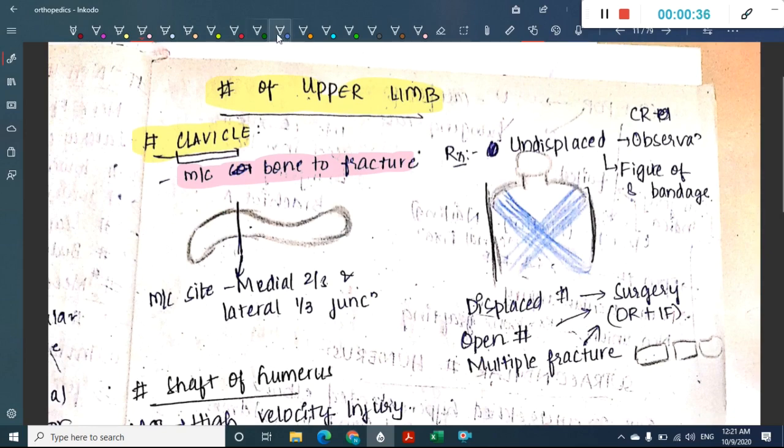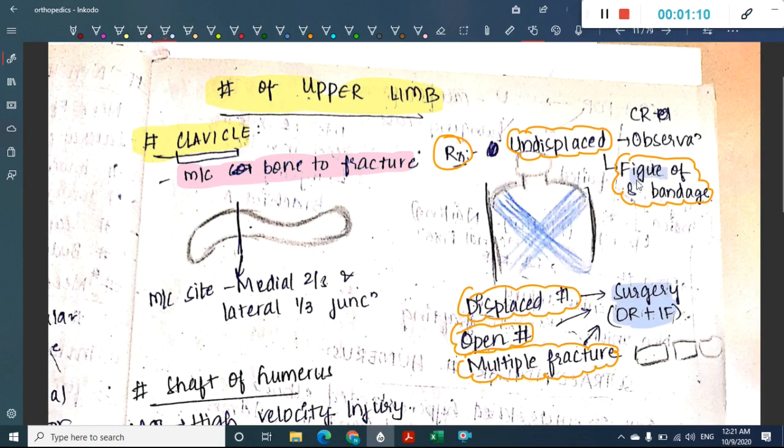Now how are you going to treat this type of fracture? This type of fracture depends upon the displacement. If it is undisplaced, you don't need to do anything. You will have to just do observation and put figure of 8 bandage. This is the figure of 8 bandage which you put. And if it is a displaced fracture, or an open fracture, or a multiple fracture, then you will have to undergo the surgery, that is open reduction and internal fixation. So if it is an undisplaced fracture, you can directly put a figure of 8 bandage.